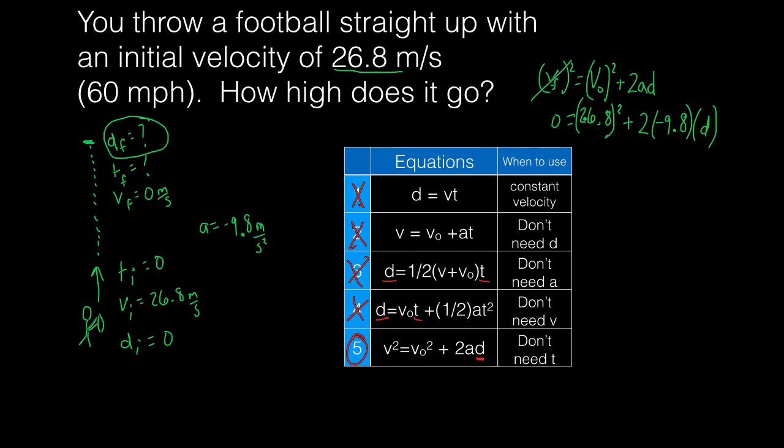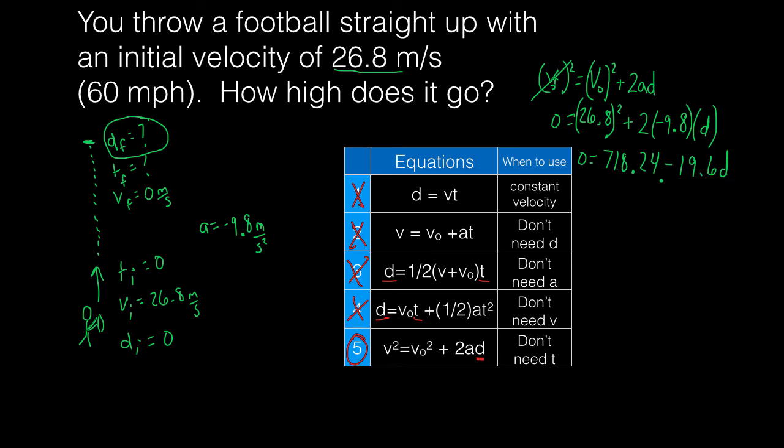Alright, so if I simplify this a little bit, on my calculator, 26.8 squared is 718.24. So let me write that. So 0 is equal to 718.24. And then we're going to have 2 times negative 9.8. 2 times negative 9.8 is equal to minus 19.6. So I'm going to write just a negative sign, 19.6 times d. Now if we solve this equation, it's just one variable.